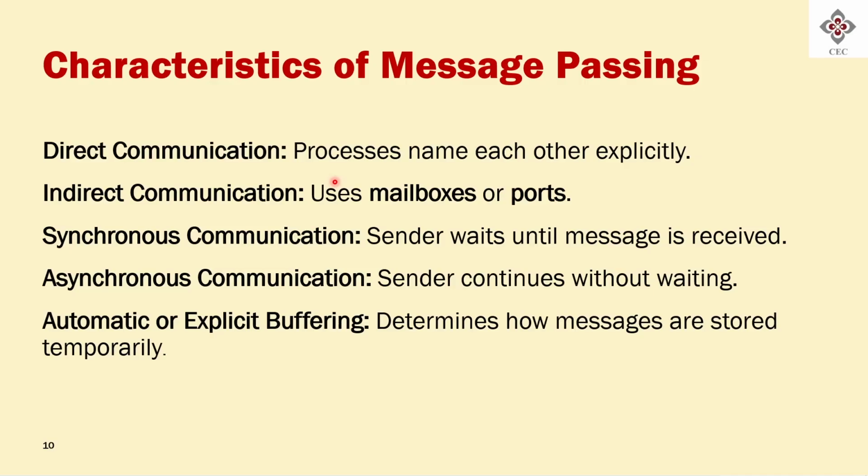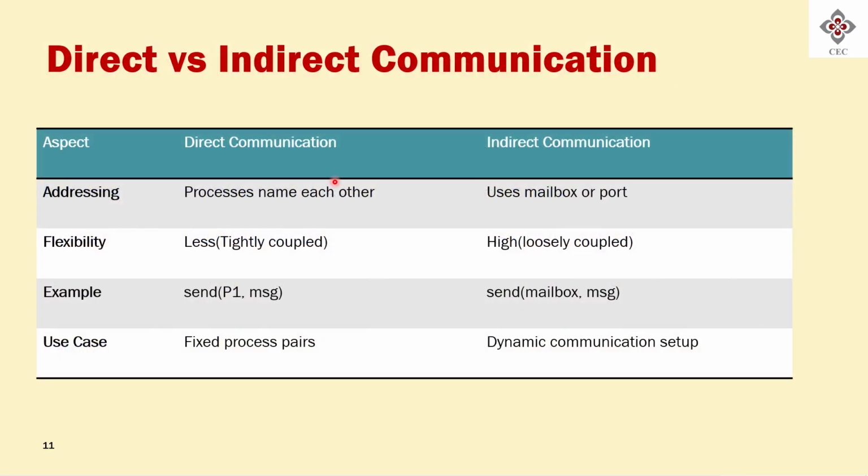The next is automatic or explicit buffering. Here we use a buffer in between and we store the data in the buffer and later the data will be retrieved. So, these are the various ways we can implement message passing techniques. If you look in detail at direct and indirect communication, in direct communication addressing is implemented by explicitly mentioning the process name, whereas indirect communication uses the mailbox in between, as we discussed already.